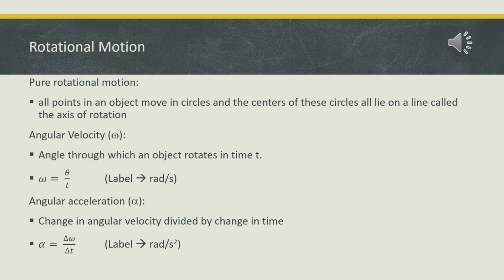We use a different symbol for angular velocity. It looks like a curly Q fancy W, but that is the Greek letter omega. And I always remember omega's angular velocity because W and V are close to each other in the alphabet. What is angular velocity then? The angle through which an object rotates in time t. And you can see from the formula there, omega is equal to theta over t. Now t is time, that doesn't change.